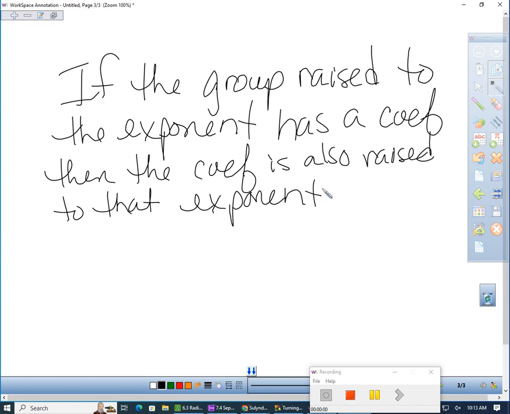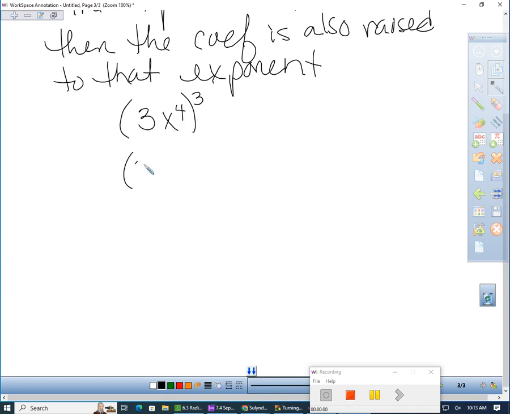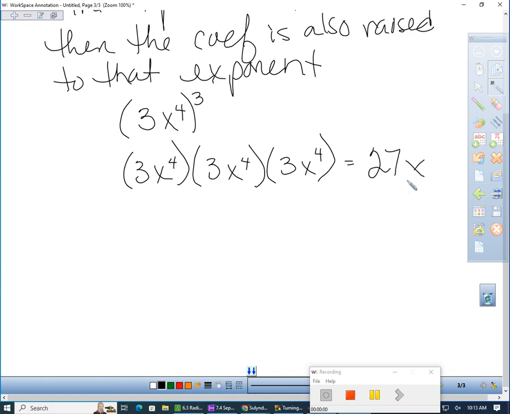All right, so for example, let's say I have 3x to the fourth raised to the third. Technically, this is 3x to the fourth times 3x to the fourth times 3x to the fourth. And so yesterday, we would have multiplied all of our coefficients together, right? 3 times 3 times 3 is 27. And then we would have added our exponents. 4 plus 4 is 8, plus 4 more is 12.